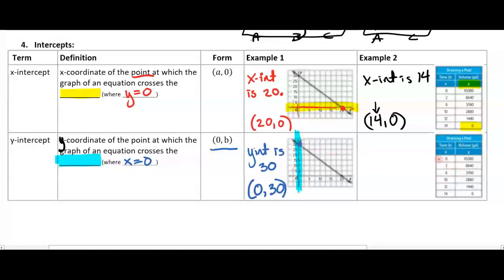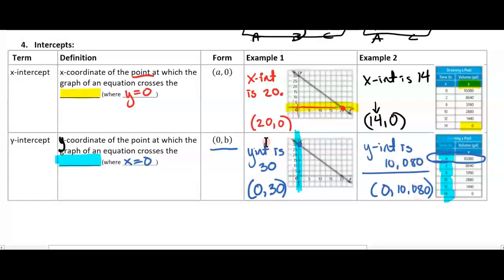That allows us to come to this second example and see, where does my x equal 0? Well, here's my x coordinates. X equals 0 at this coordinate point, 0, comma, 10,080. So my y-intercept is 10,080. Okay, so those are our intercepts.